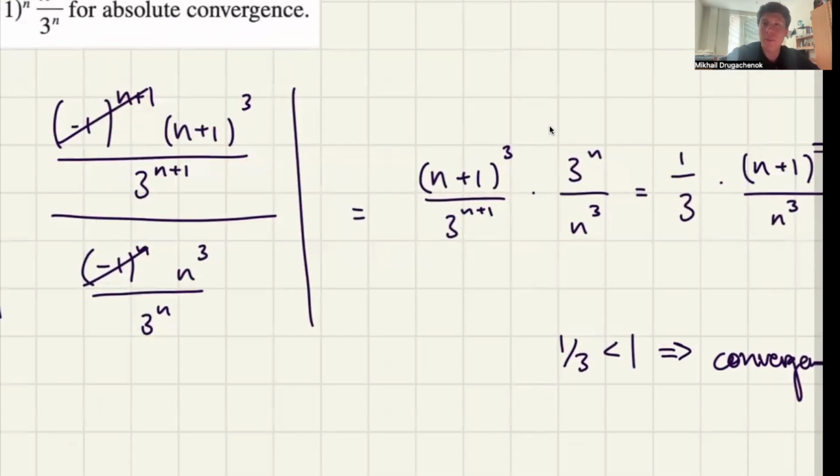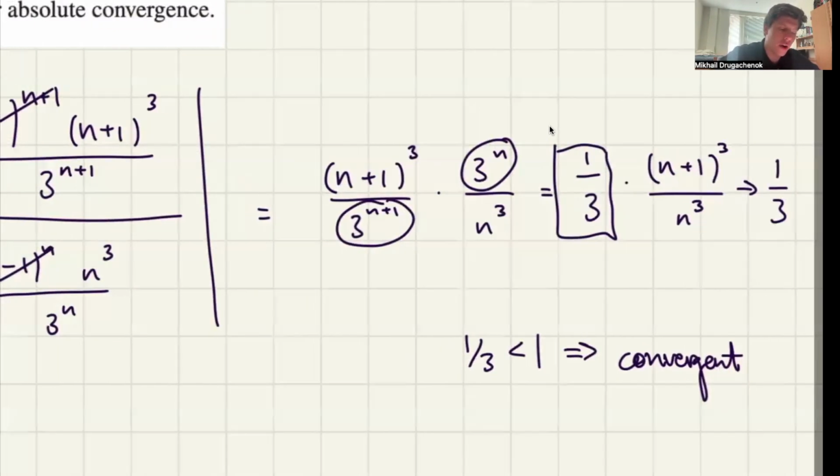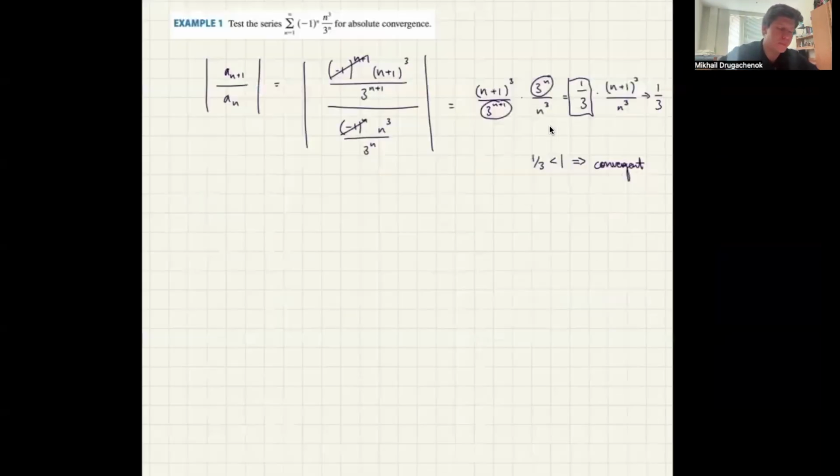And from knowing about power rules, we know that 3 to the power of n plus 1 over 3 to the n is just 1/3. And we get the following expression. When we take the limit as n approaches infinity, we see that this expression approaches 1/3. Since 1/3 is less than 1, we deem this series absolutely convergent.